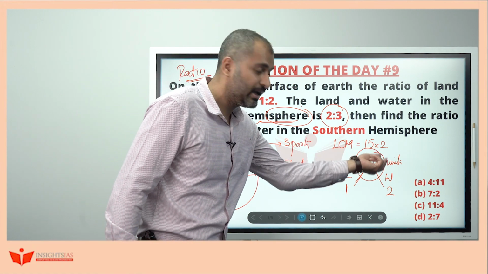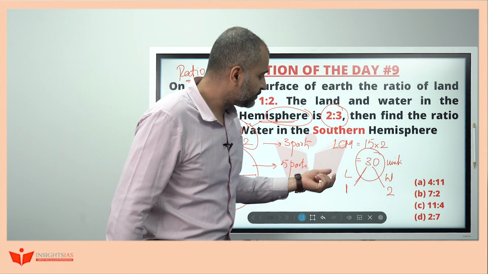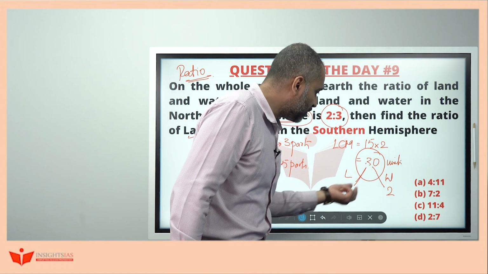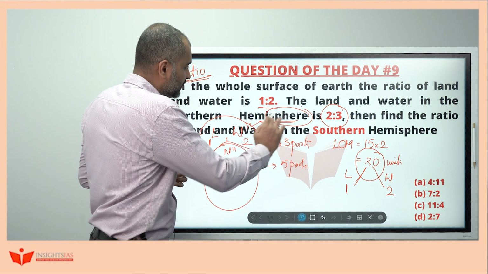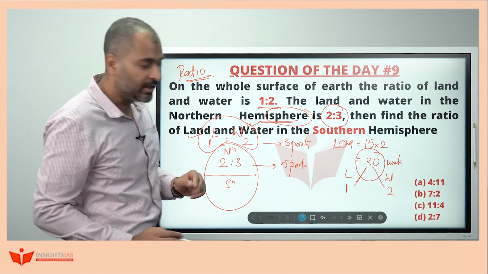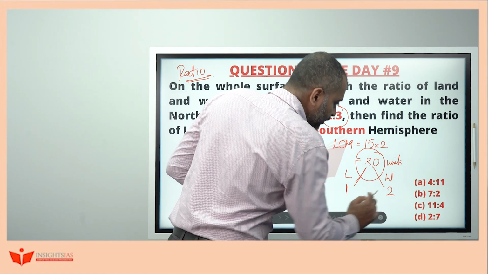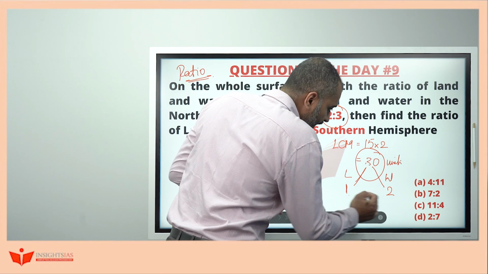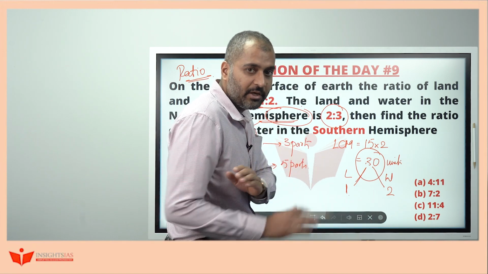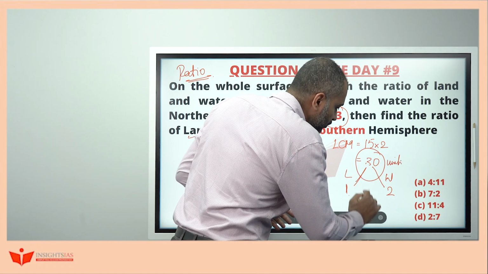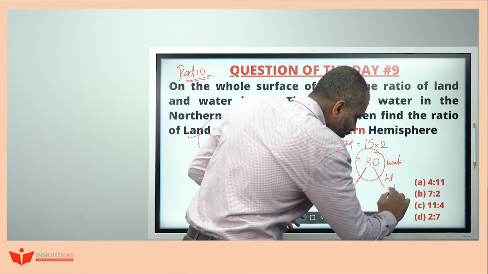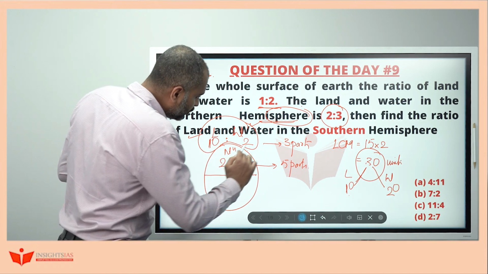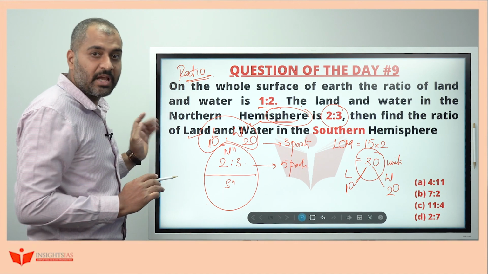I'll tell you why I have taken this one LCM and double this one. 30 is the total units of land and water, in which land is 1 part, water is 2 parts. According to the question itself, total land is 1 part, total water is 2 parts. If you divide 30 into 1 and 2, totally 3 parts, 1 part will be equal to 10, isn't it? 1 part is equal to 10 means this land is 10 and this water is 20. So total land has to be 10, total water has to be 20 now.